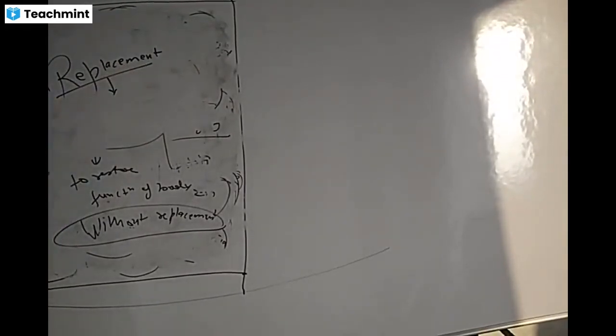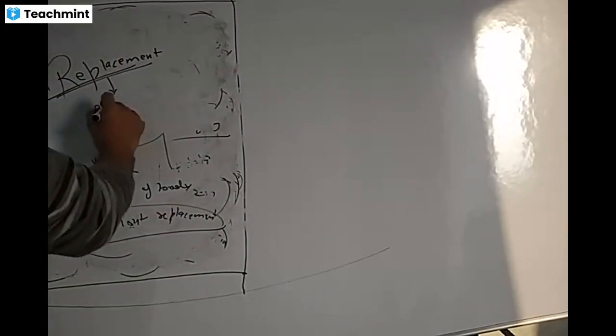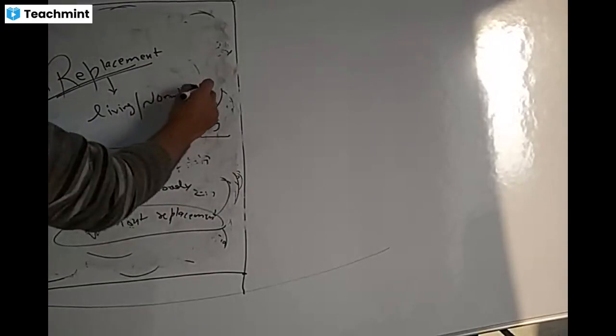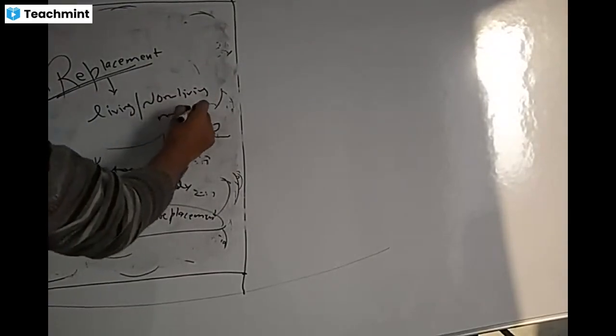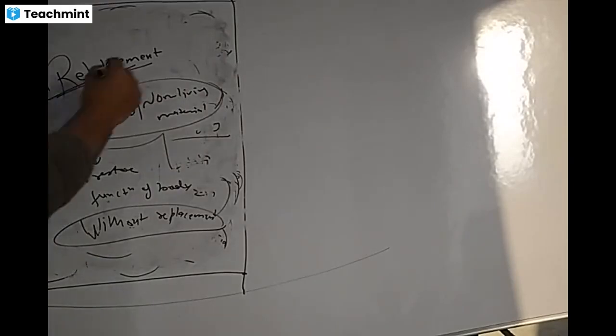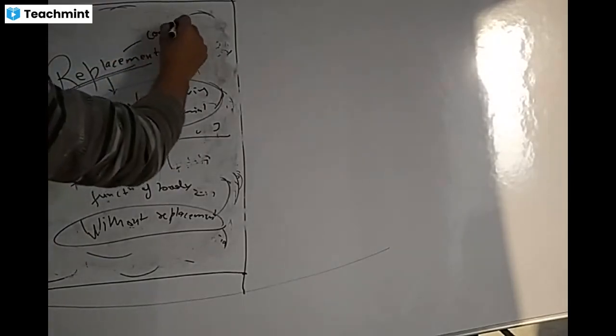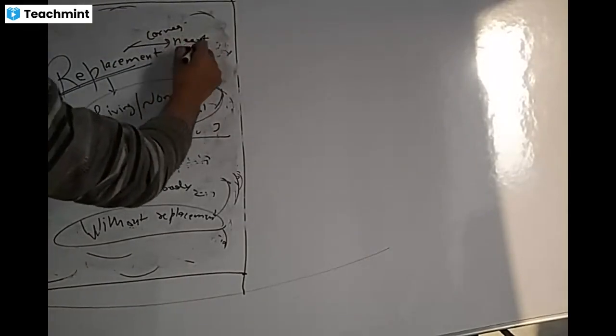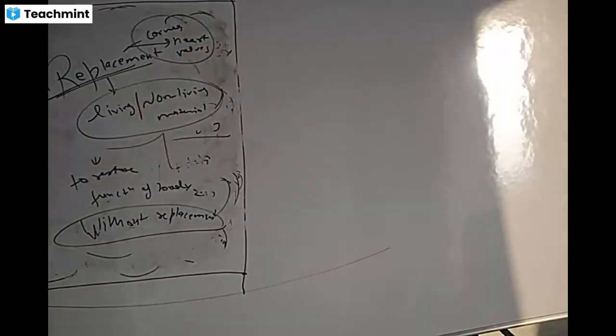Definition of both is the same. Restorative, we restore function of body. In replacement, we also restore, but here we use some external living or non-living material to restore. For example, cornea transplant. For example, heart valves. These are the materials which are replaced.